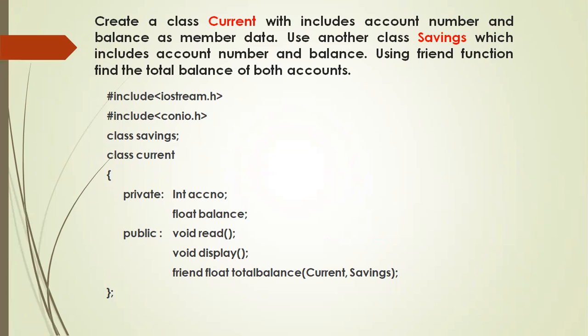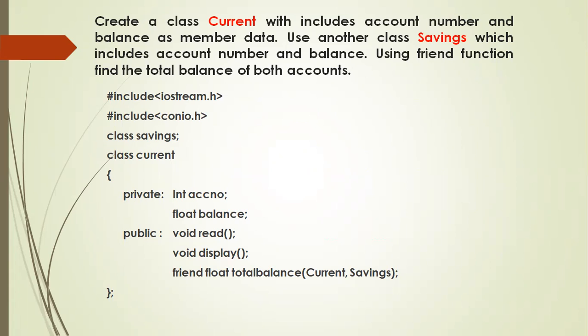Here we have two different classes, current class and savings class. The current class has private member data, account number and balance. Savings also has the member data, account number and balance. But the friend function you write should access the member data of both classes. It has to access the balance of the current account, and also the balance of the savings account. So, #include iostream.h and #include conio.h. These are the two header files.